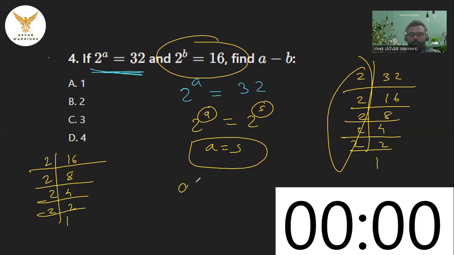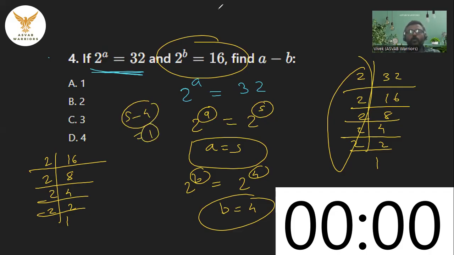So what are they saying? 2 raised to b is equal to 16, which is nothing but 2 to the power 4. So b is equal to 4. Now, Ablam, if you look carefully, a minus b, 5 minus 4, is nothing but equal to 1. Option A is correct. Valeria, did you understand it? Yep.